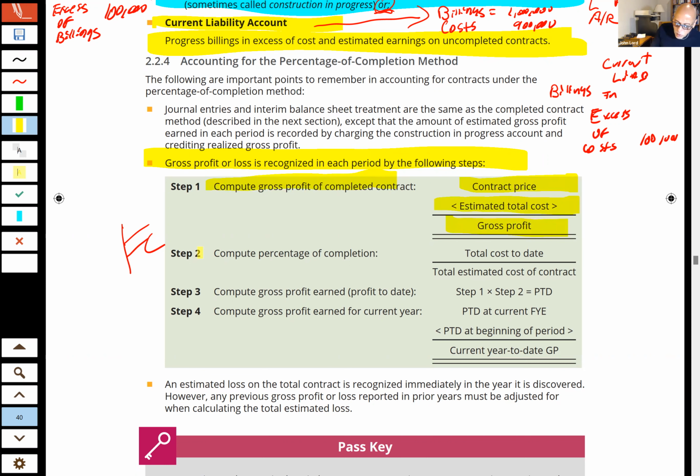Then to figure out what percent done you are, you will take total cost to date divided by the total estimated cost of the contract. So if the total estimated cost of the contract is $1 million and you've spent $200,000 of your cost to date, what percent done are you? It's a question. 20%. Good, 20%. If you have incurred $500,000 of cost and the total estimated cost is $1 million, you are 50% done, and so on, right?